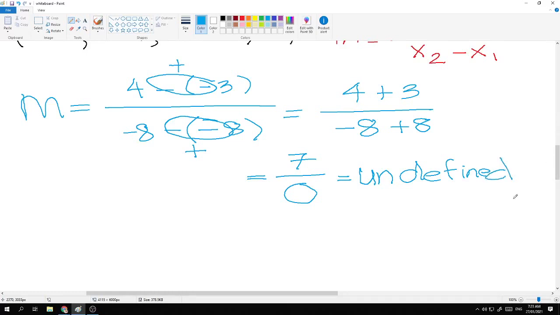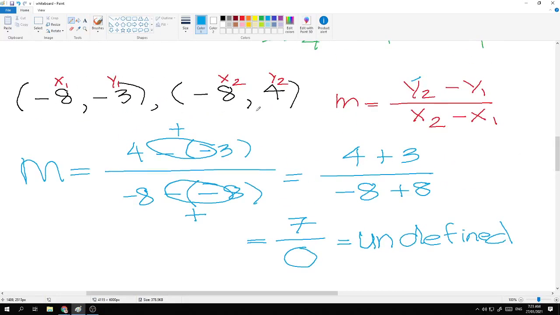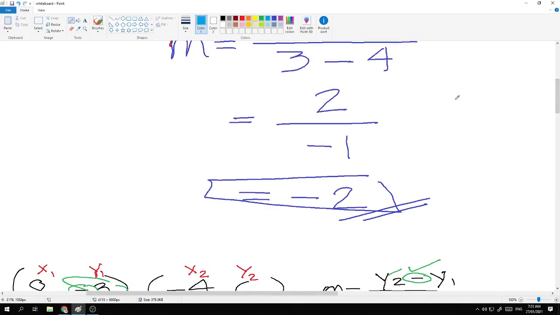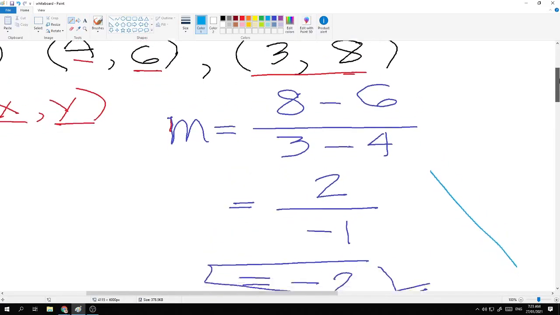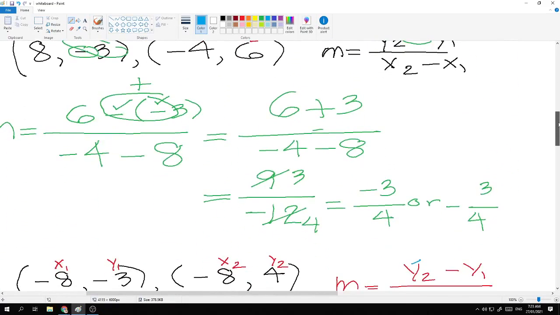Okay? Because if you will be plotting this, if you will try to graph this one, this is a vertical line. If you will graph this, this is a slanting line. It's negative 2, right? So the graph will be slanting downward to the right.